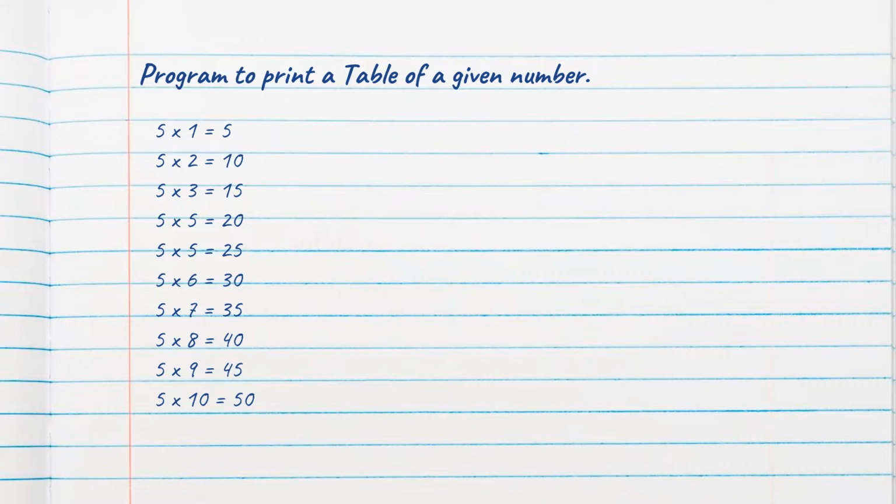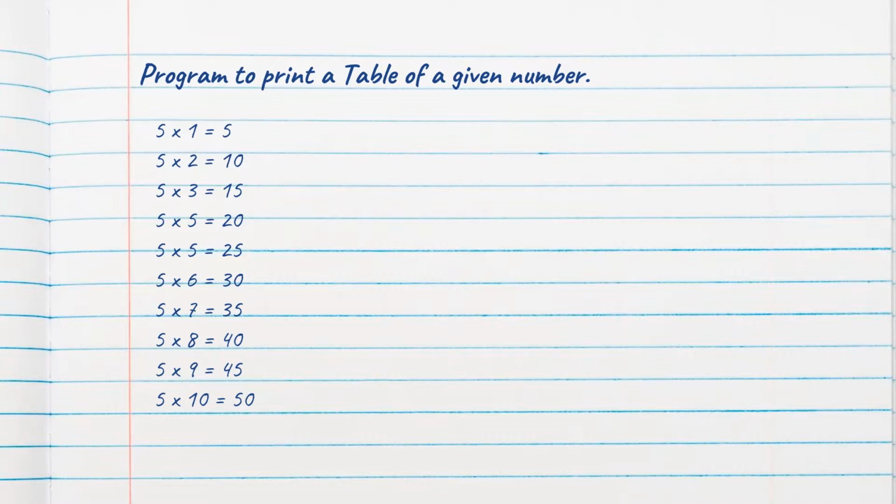In this tutorial, we are going to create a program to print a table of a given number. In this program, we have to print a table of any number that the user will enter, and the output will be something like this that you can see on the screen, in which, let's suppose, we have to print a table of 5.